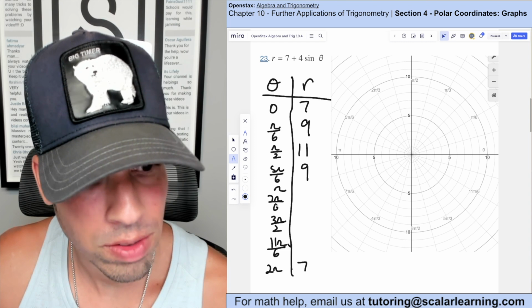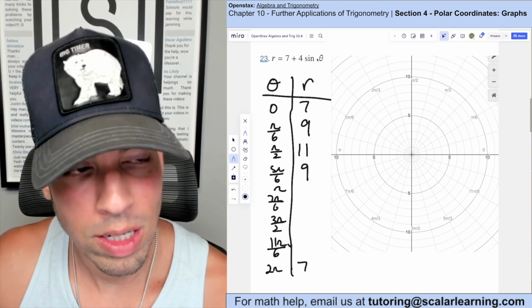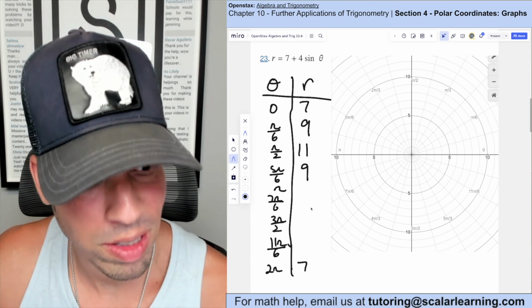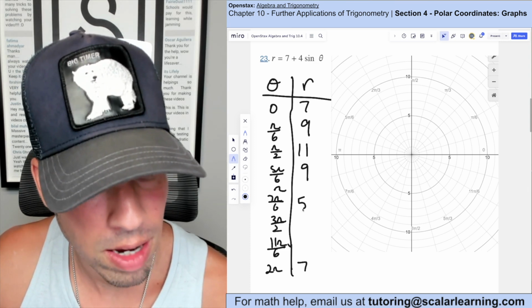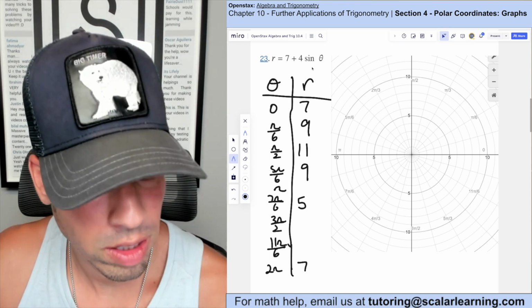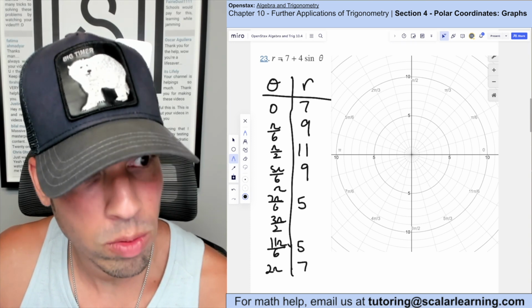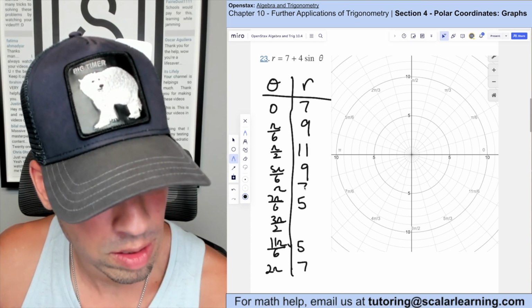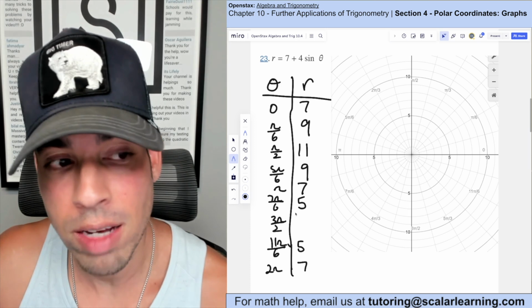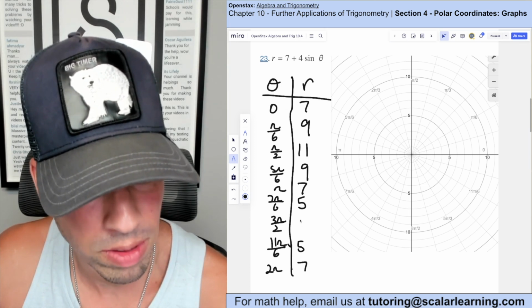Now for 7 pi/6, that is going to give us negative 1/2. So we got negative 1/2 times 4 is negative 2, plus 7 is 5. That's going to be the same for 11 pi/6, because 11 pi/6 is also going to give us a negative 1/2. And we skipped over pi. Sine of pi is 0. 7 plus 0 is 7. And then 3 pi/2. Sine of 3 pi/2 is negative 1. 4 times negative 1 is negative 4, plus 7 is 3.